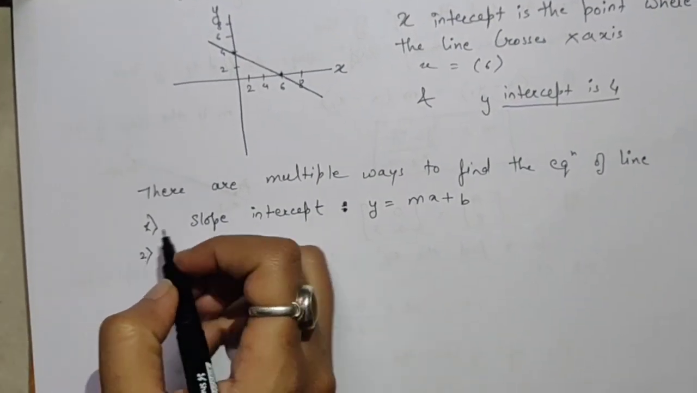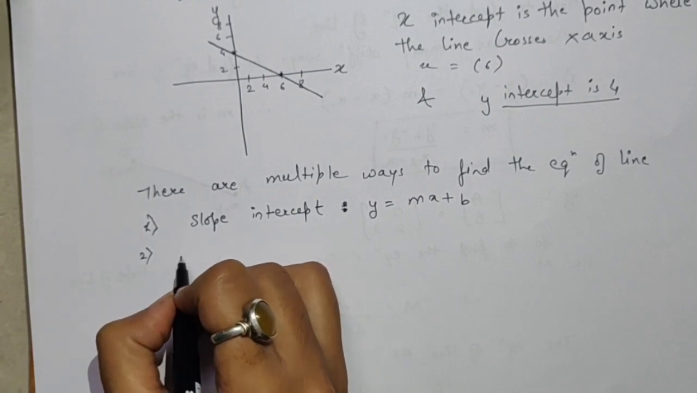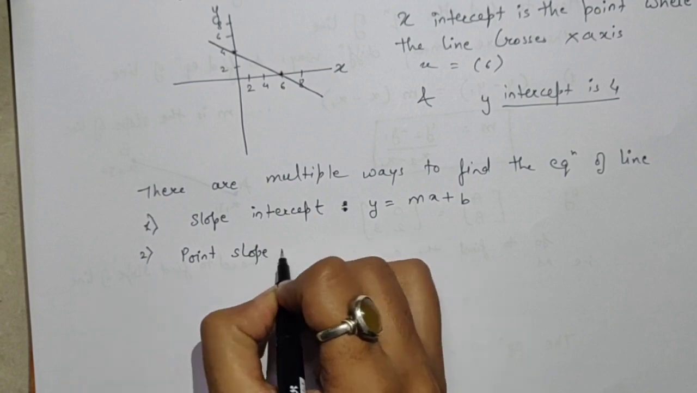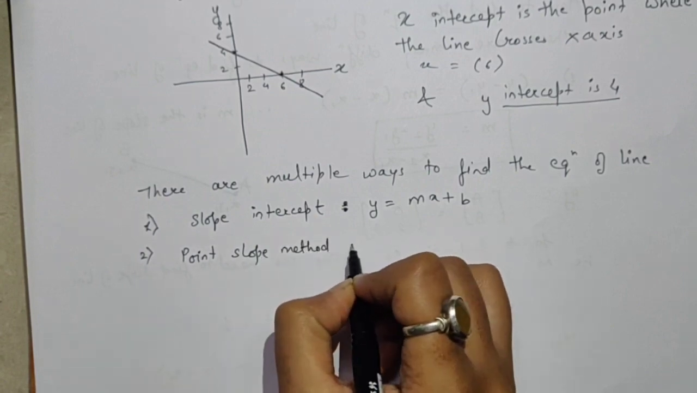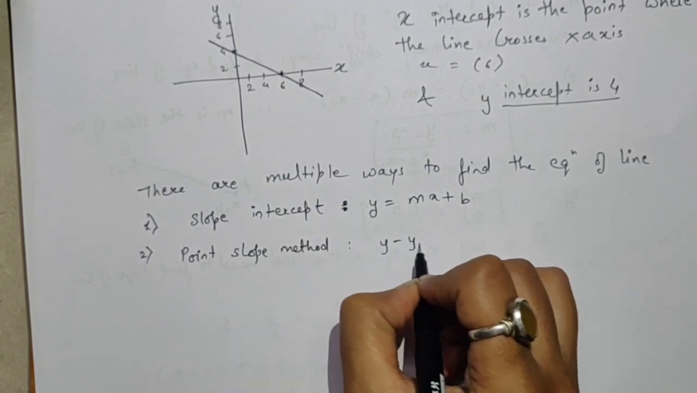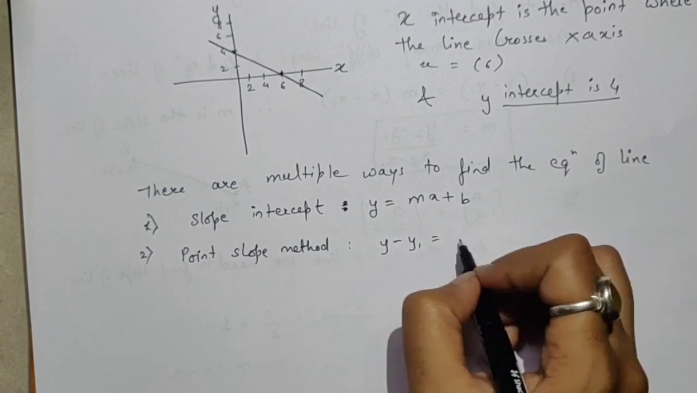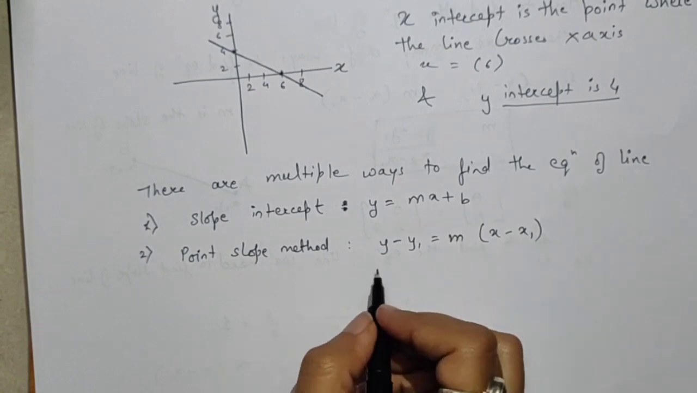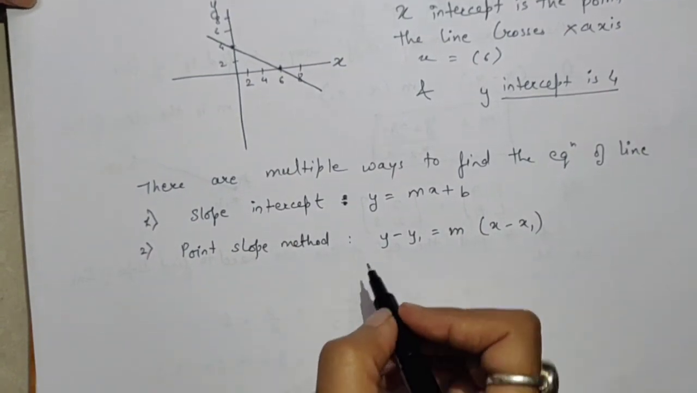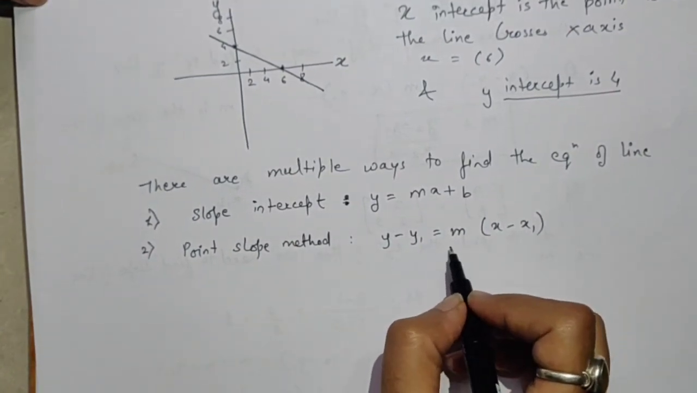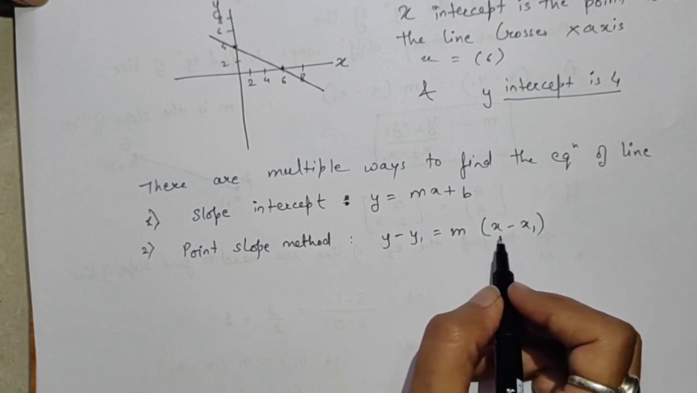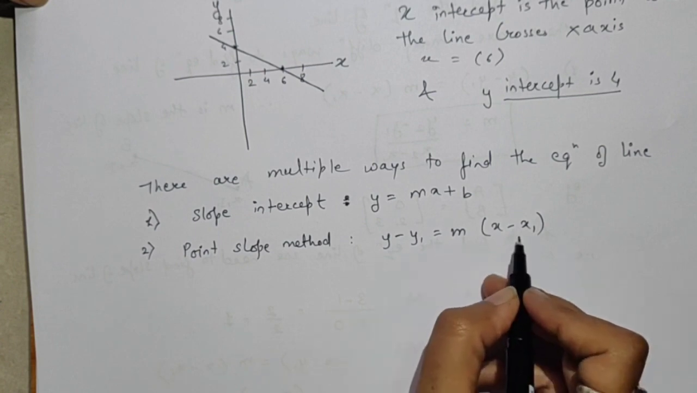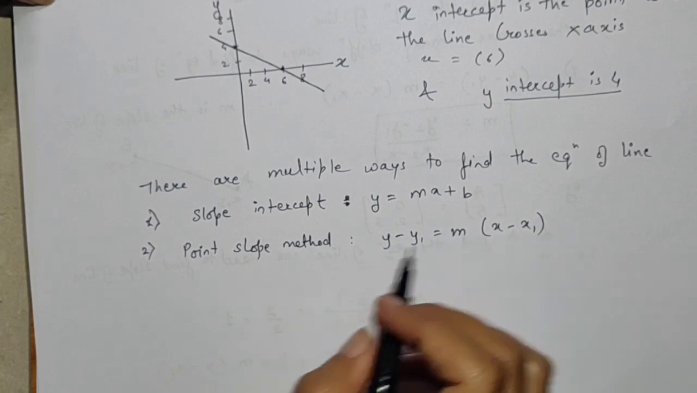The second way is the point slope method, where y minus y1 is equal to m times x minus x1. We had already seen this in the previous example. So y minus y1 is equal to m(x minus x1), where x1 and y1 are the starting point of the line.